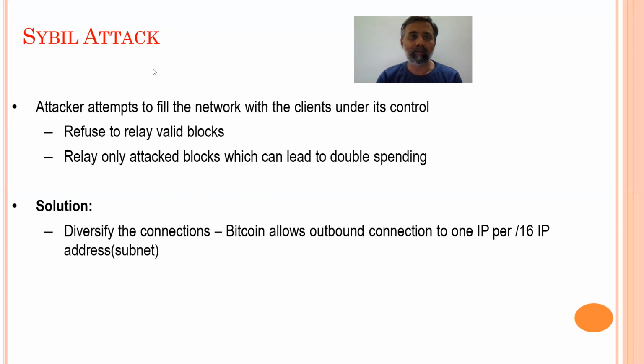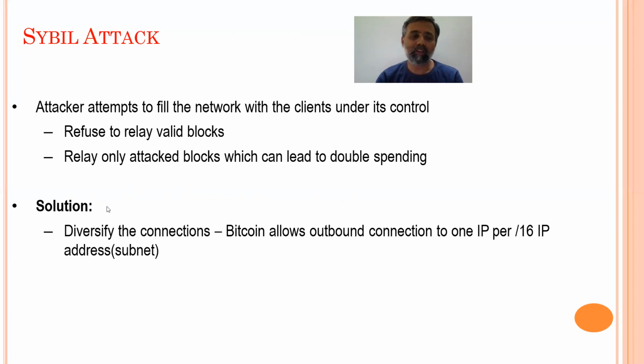They can refuse the relay of valid blocks. They can refuse to pass the valid blocks, and they will pass only their own blocks, those blocks they want to be in the network, and that can lead to double spending, as I discussed.